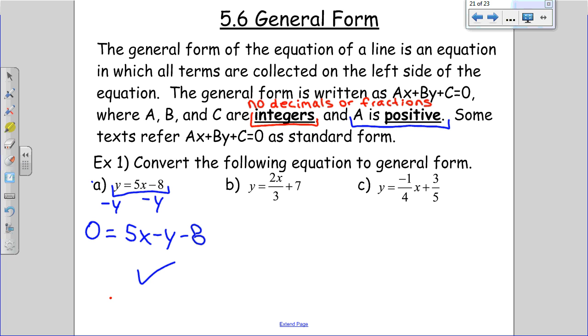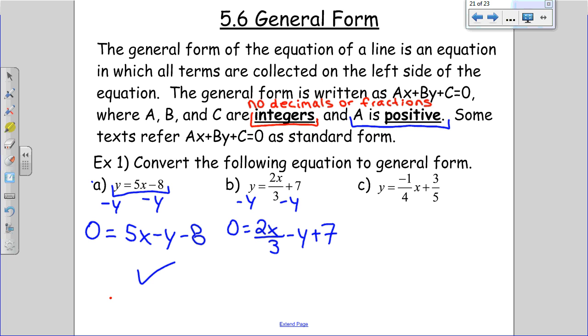All right, second question. We have, again, slope-intercept form. Y is by itself. We want general form. So that means all the things have to be on the same side. To do that, I move the y by subtracting the y. That gives me 0 equals 2x divided by 3 minus y plus 7. That is now general form because it's equal to 0. Everything's on one side. Now you go through your checklist.